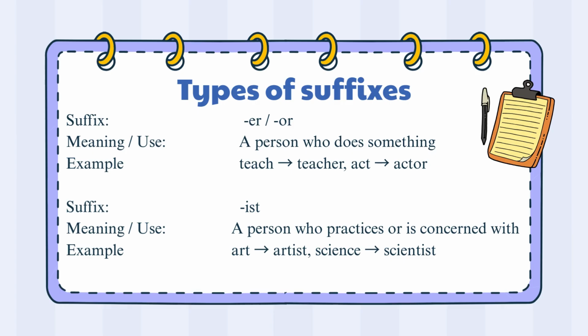The first is the ER and the OR. They are used to show a person who does something. Example: teach, teacher; act, actor. The next example is IST, which is used to show a person who practices or is concerned with something. Example: art, artist; science, scientist.